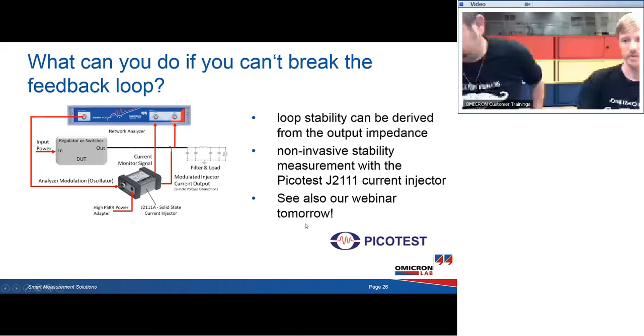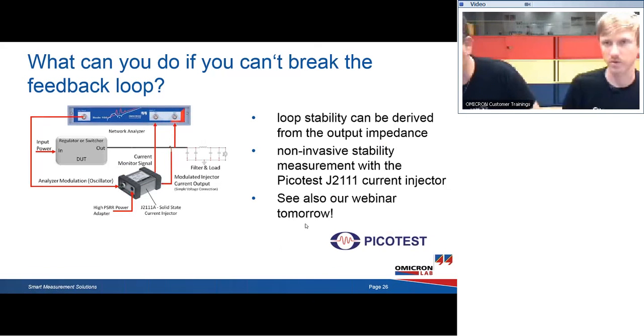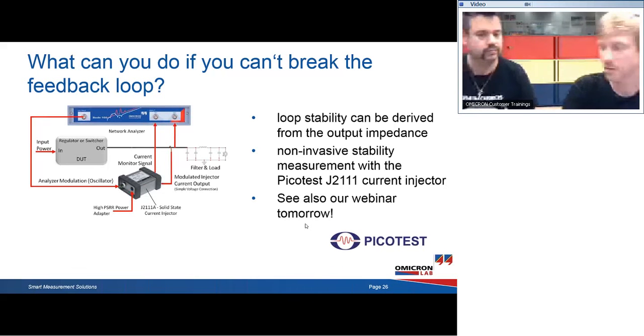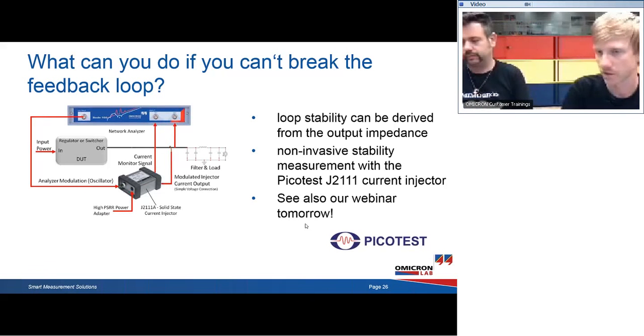This slide asks the question, what can you do if you can't break the feedback loop? By breaking, we mean inserting an injection resistor. So what if you don't have access to the feedback loop? There is a possibility that we call the non-invasive stability measurement, where we derive stability information from the output impedance of the power supply. The output impedance we measure with a Picotest current injector.